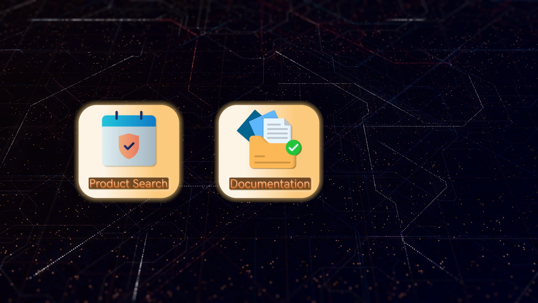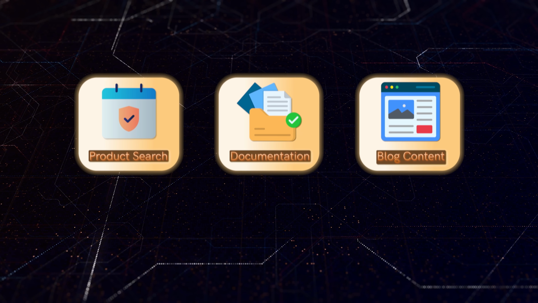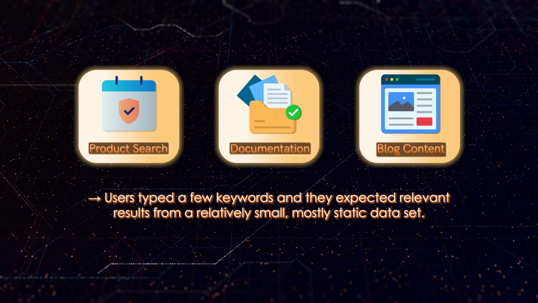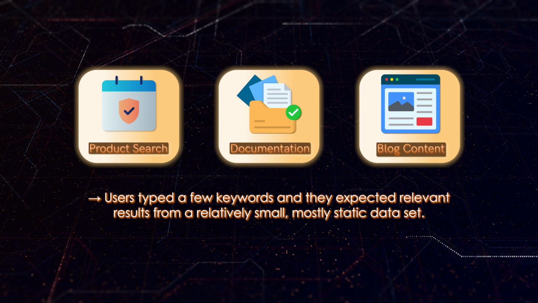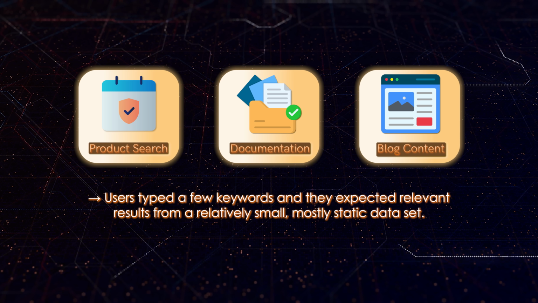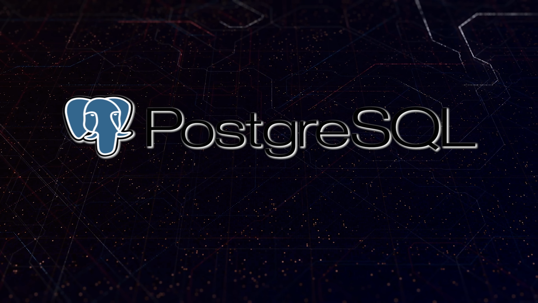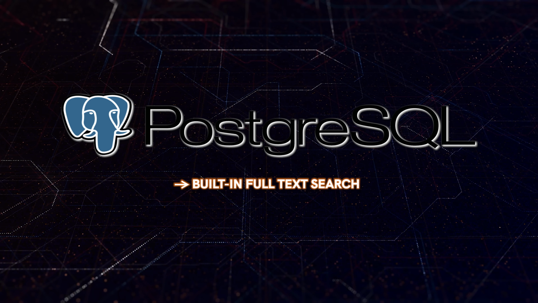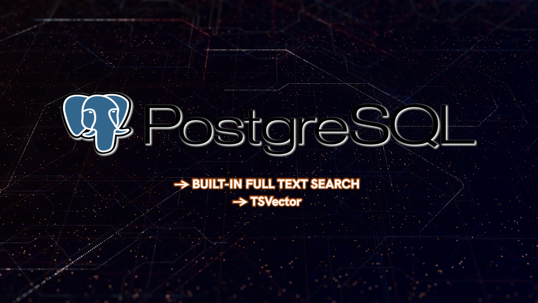The first era was human-facing search, right? So searching for products, documentation, blog content. Users typed a few keywords and they expected relevant results from a relatively small, mostly static dataset. Now, Postgres handled this extremely well with its built-in full-text search and TS vector and also TS query. Now, for thousands or even hundreds of thousands of documents, it was fast, simple, and just good enough.